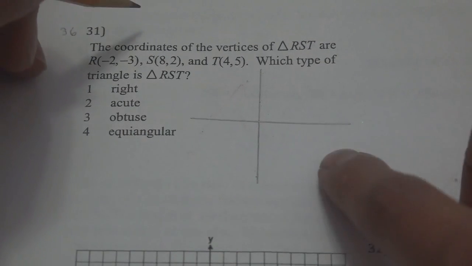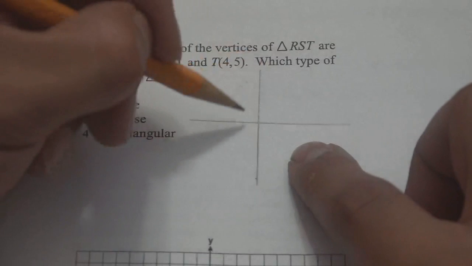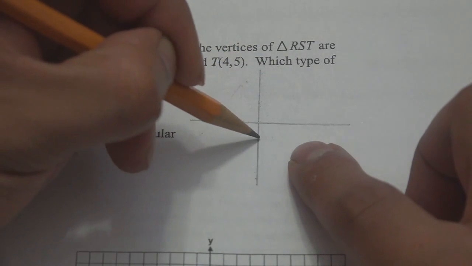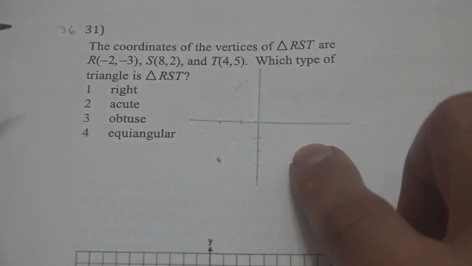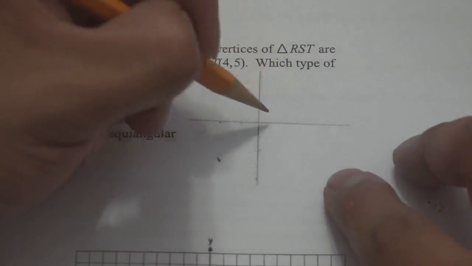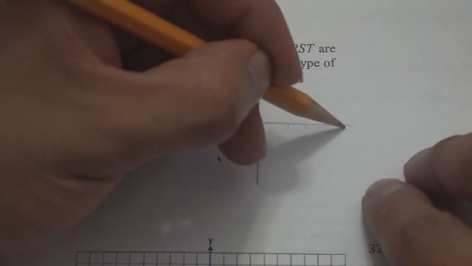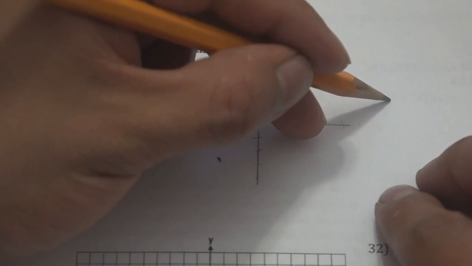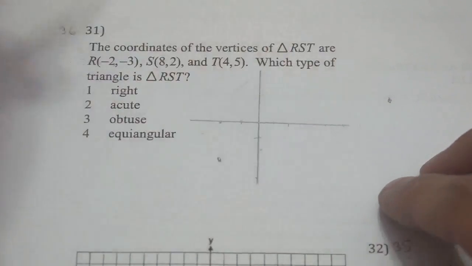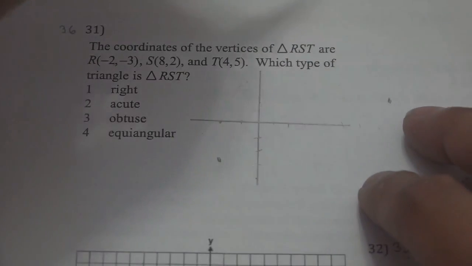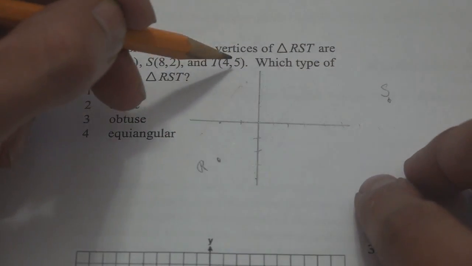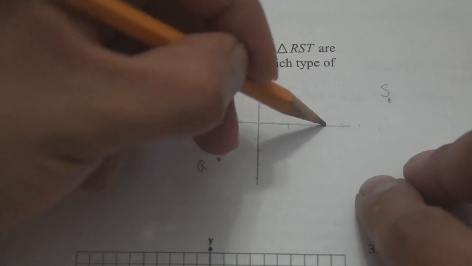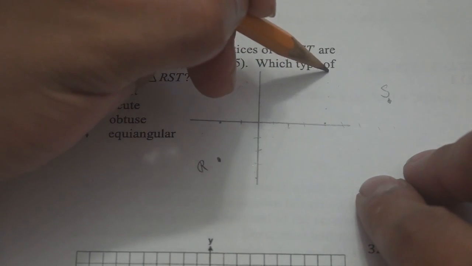So let's see now, the coordinates. R is -2, -3. So -1, -2, and then 1, 2, 3. So it's right here, -2, -3. Fine. Then S is 8, 2, so 1, 2, 3, 4, 5, 6, 7, 8, 2, so around here. And then the last one, T, is 4, 5. 1, 2, 3, 4, 5, somewhere around here. I'm just doing an estimate.